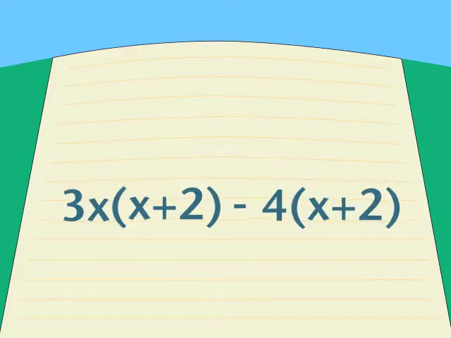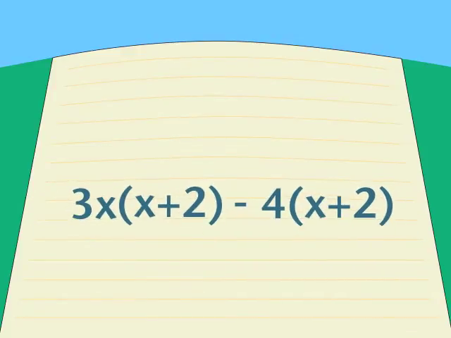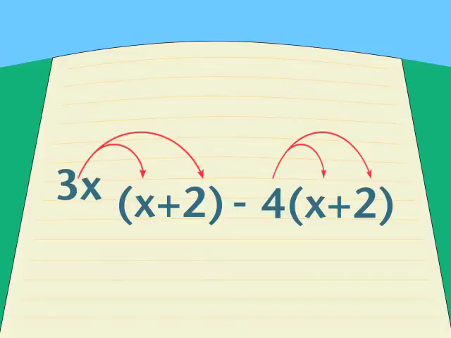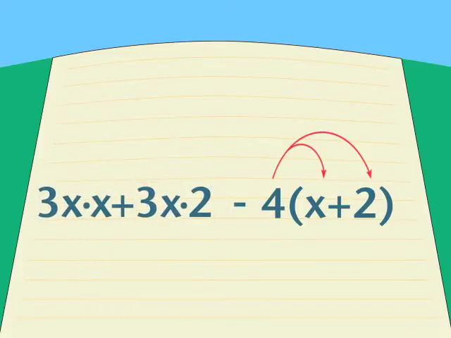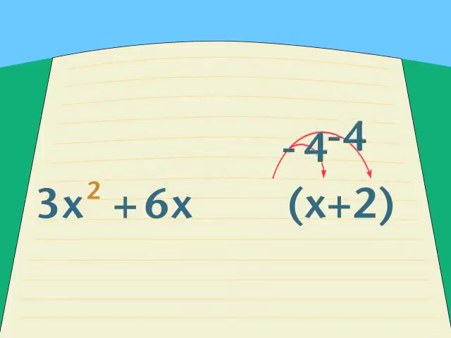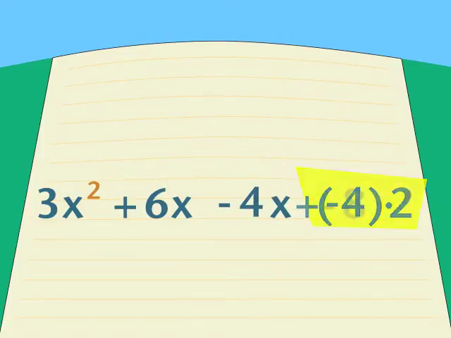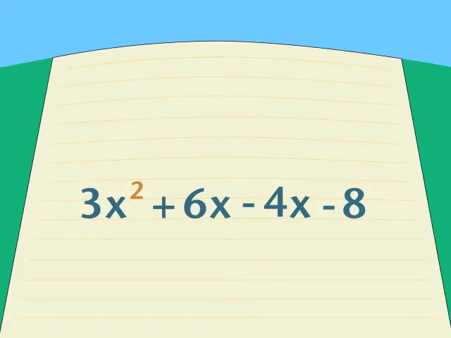Now that the problem looks like this, can you see what to do? Of course. We just apply our distributive law again, twice. Be careful about that last negative sign. Remember that you are multiplying by -4. Right away, we notice the like terms, 6x and -4x, and combine them to get our final answer.